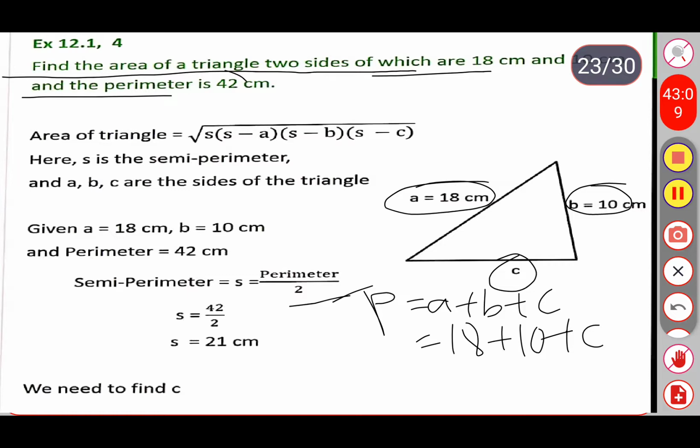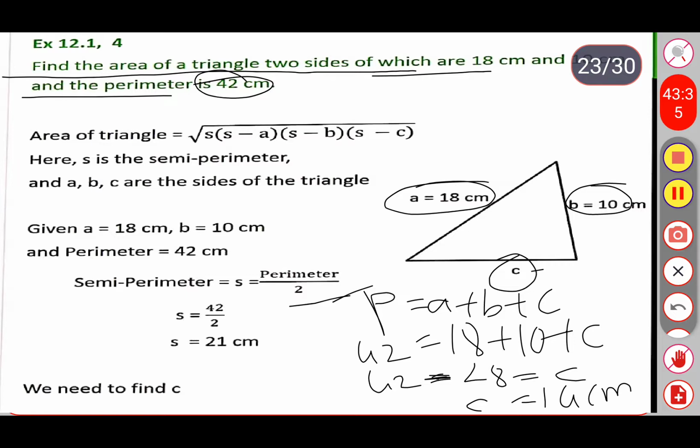What you need to find here? c value. Write this c as it is. Perimeter is already given, that is equal to 42. So 42, which is minus 18 plus 10 is 28. So take this 28 to the LHS side, which is equal to c. Now c is equal to 42 minus 28, which is equal to 14 centimeter. 14 centimeter is the third side length of the triangle.